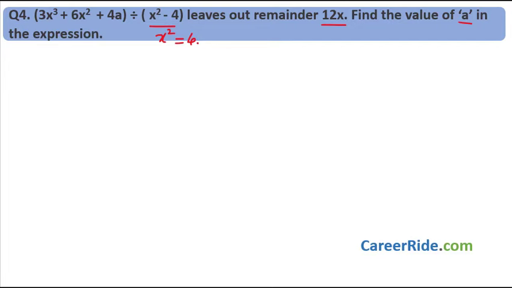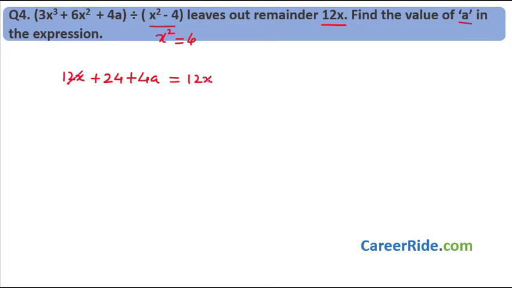This question is again nothing but an application of what we have already learned and done. So let us place the value of x square is equal to 4 in the expression. What does this give me? 3 into 4 is 12, so this gives me 12x plus 6x square. So 6 4s are 24, plus 4a, and this is giving me the remainder 12x, right?